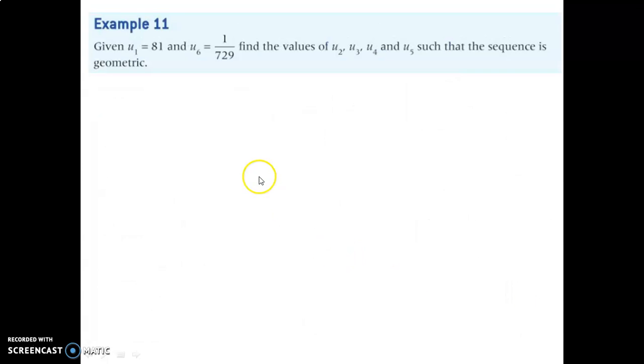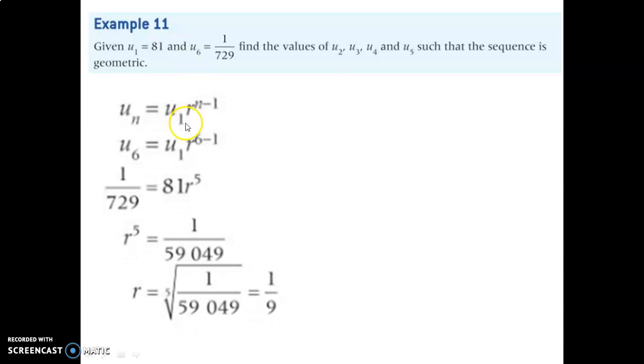Here's another problem. You're given the first term and the 6th term in a geometric sequence. Find the values of u2, u3, u4, and u5, such that the sequence is geometric. So we are told it's geometric, and you have to find the terms in between u1 and u6. Think about how you could do that. Let's see how it goes.